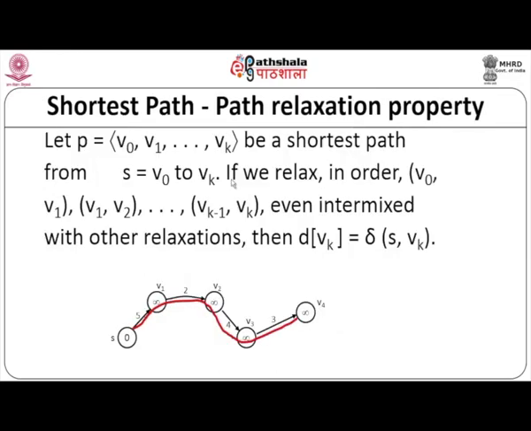You can look here: the first node d of S is equal to 0, and d of V1, d of V2, d of V3 and d of V4 are all infinity. Now, first you start with S, because of that d of V1 becomes 5, because d of V1 is equal to delta S of V1. Then d of V2 is equal to delta S of V2, which is 7, 5 plus 2. Then for V3 it is 5 plus 2 plus 4, which is 11, and for V4 it is 11 plus 3, 14. So you will see how we have relaxed in order, and we will have d of Vk equal to delta of S Vk.